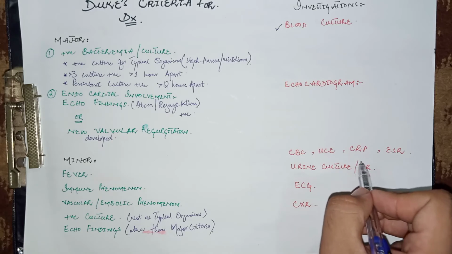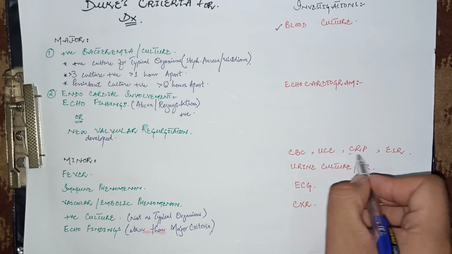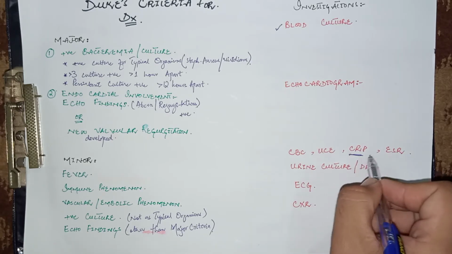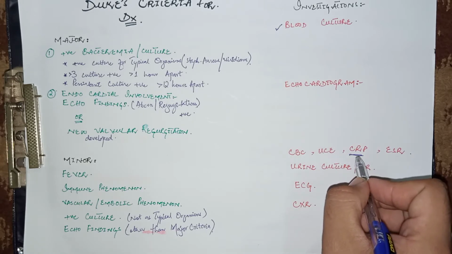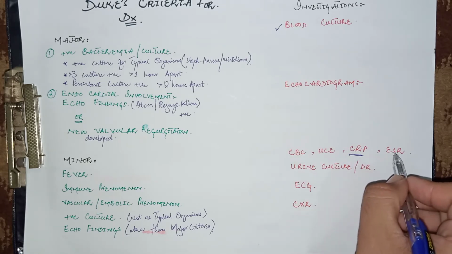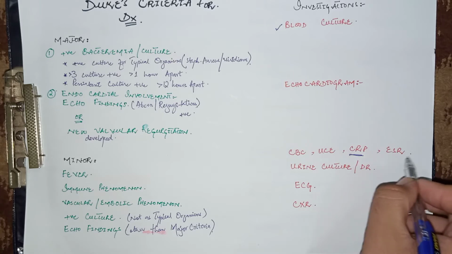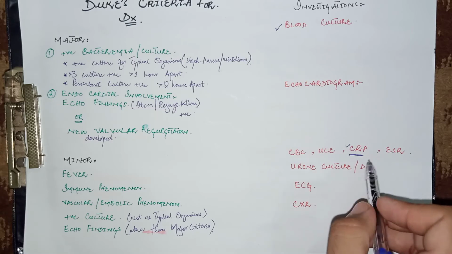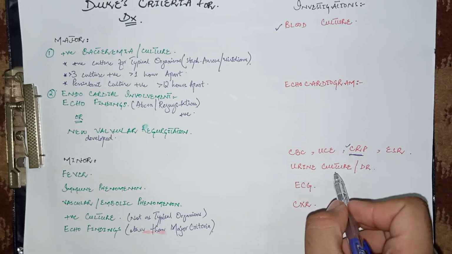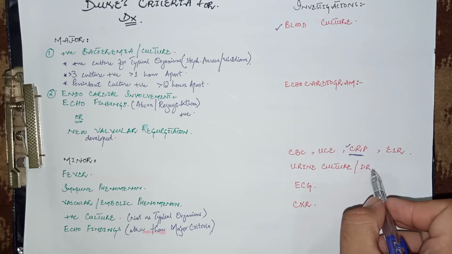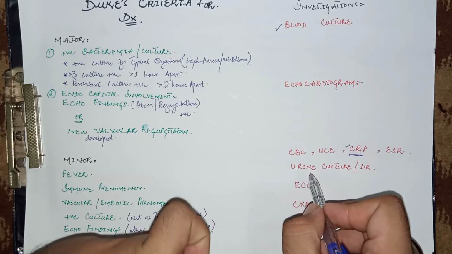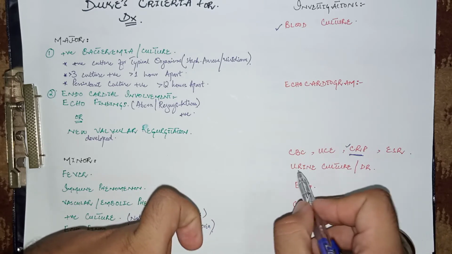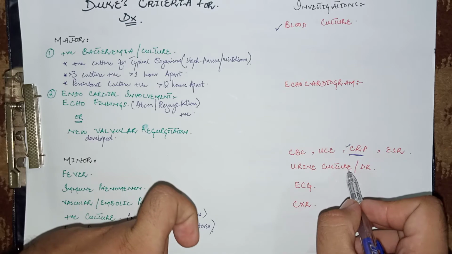The other non-specific investigations are C-reactive protein, which is more reliable to check the inflammatory process in the body than the ESR, that is erythrocyte sedimentation rate. So this CRP is important to check the progress of the disease. The other non-specific test includes urine culture and urine detail report, to check the proteins in the urine because of glomerulonephritis. And also we know that UTI is also associated with infective endocarditis, so urine culture is also important.